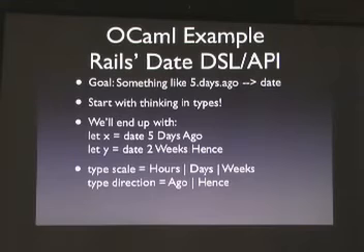So here are our types. You've got a scale, which is either hours, days, or weeks. Direction, which is either ago or hence. Straightforward. Again, if I decide to push out the scale, I'll know that all the code downstream will be able to handle it, because otherwise the compiler won't let it compile.